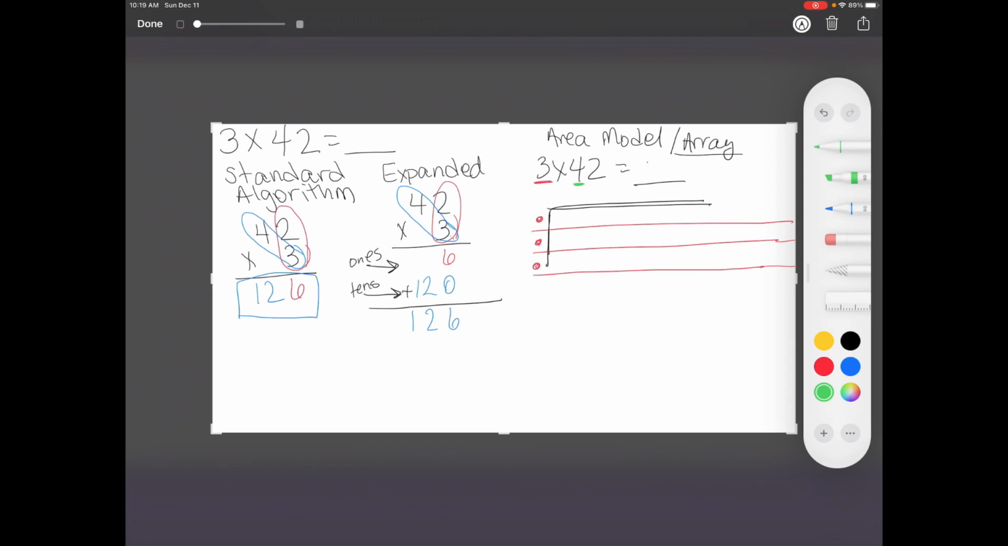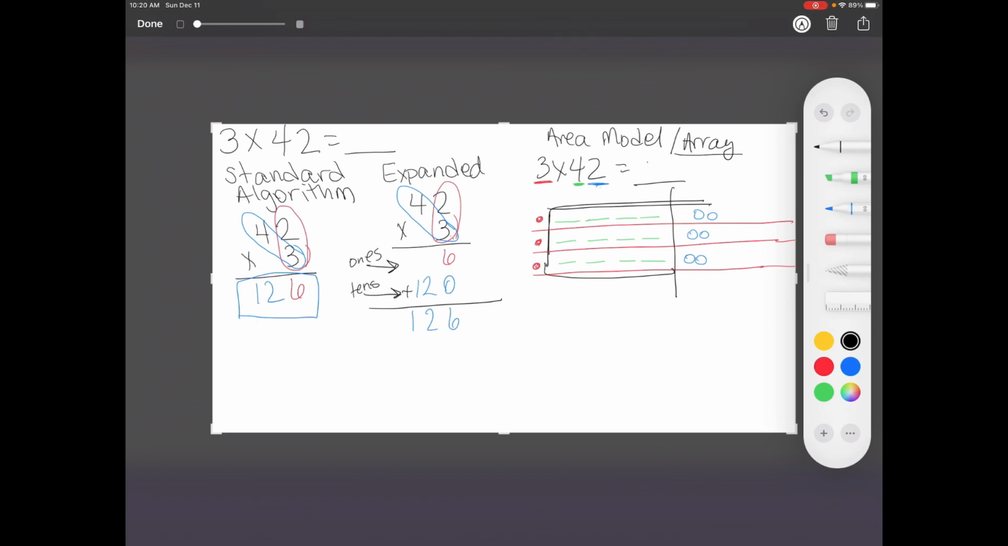I've had them actually put 4 equal groups or 3 equal groups and then represent 3 in here as the tens. But this is where we'd put our 4 tens. Draw a line and represent our ones next to it. And they would add, or they would count up whatever is in this rectangle.